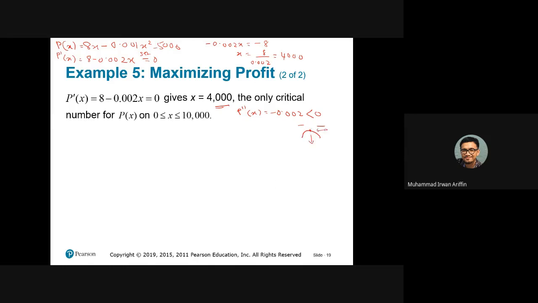So we have absolute maximum. Okay, we have absolute maximum. So x equals 4,000. This critical number gives us the maximum profit of 11,000.